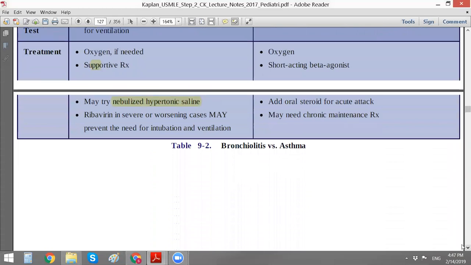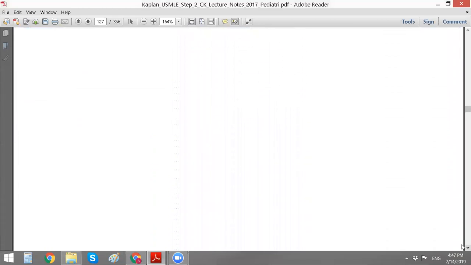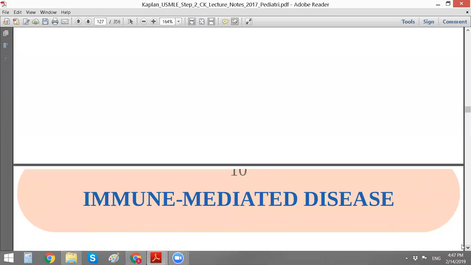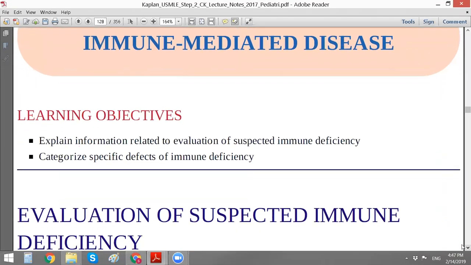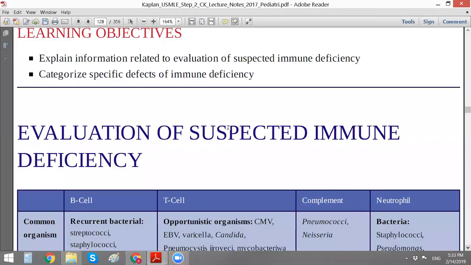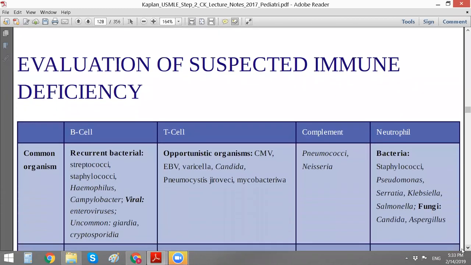Then asthma was chronic. So this is an immune mediated disease. So this is a very important chapter, immune disorders. Evaluation of suspected immune deficiency.